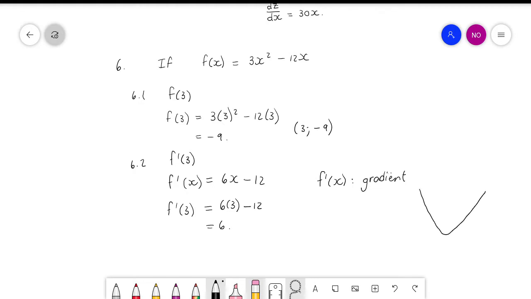As we move along the x-axis, the gradient of that graph changes the whole time. Do you guys agree? So what's happening now is at x value 3, let's say that's x value 3. If I go and draw a tangent there, this thing will be y is equal to 6x plus c.